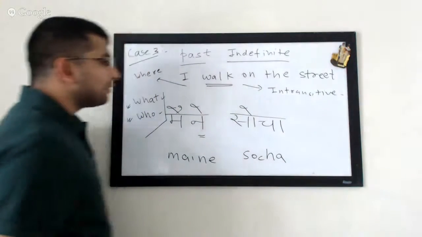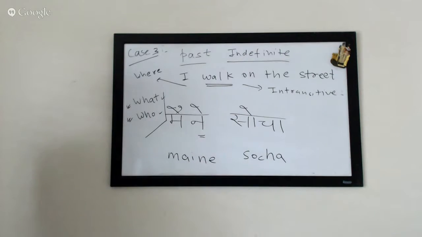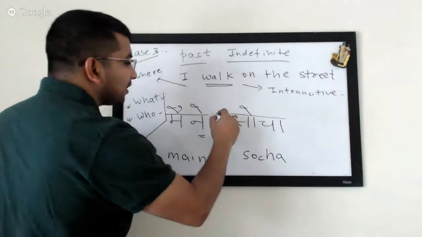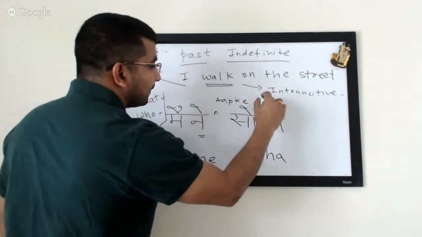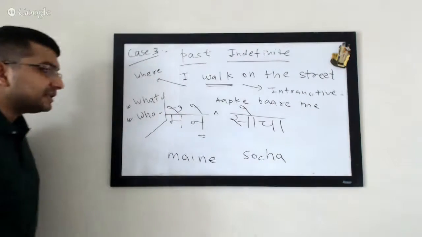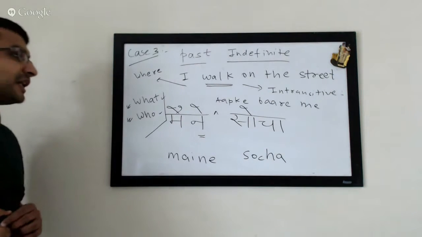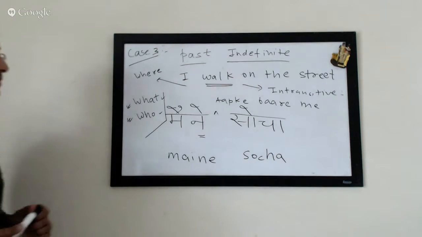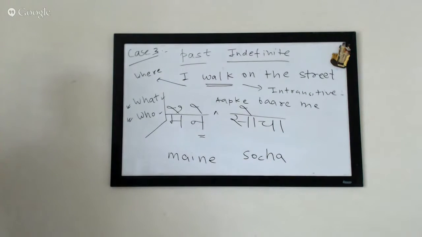Basically, the object is not receiving the action of the verb, whereas in this case, if you say मैंने आपको सोचा और आपके बारे में सोचा, आपके बारे में, about you, right? So in this case, when you say मैंने आपके बारे में सोचा, the object is directly receiving the action of the verb, right? That's why socha or sochna is a transitive verb. Okay.